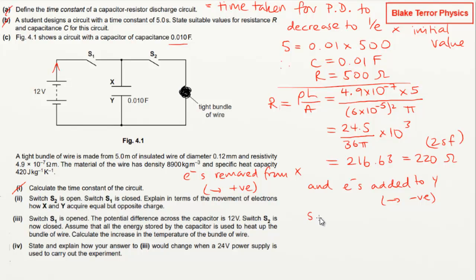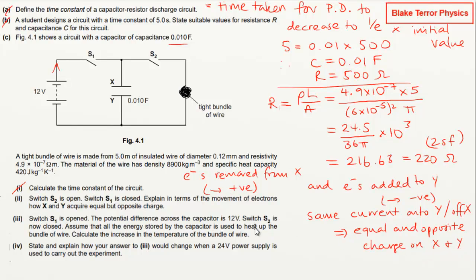But then we can say also that the same current onto Y and off X means that we're going to get equal and opposite charge on X and Y. Again, obviously turn those into proper sentences, but we're saying how we're getting electrons onto one plate, off of the other plate, and why they're going to end up being the same. So that's good. Switch 1 is opened, so it's charged up.